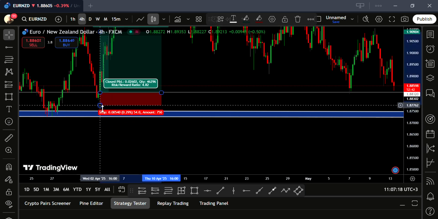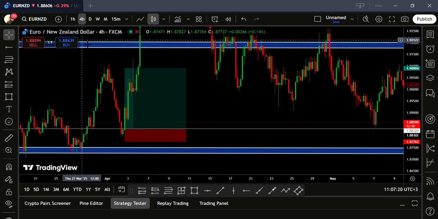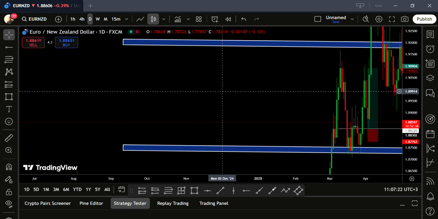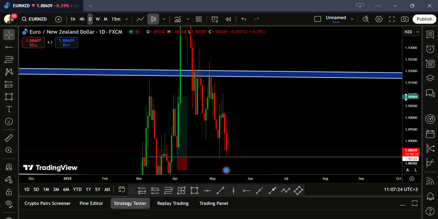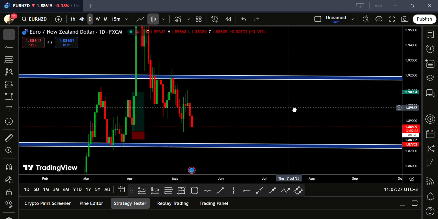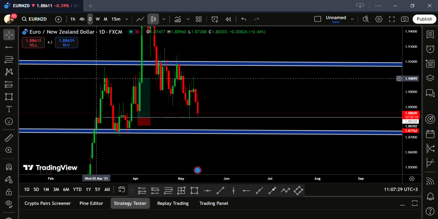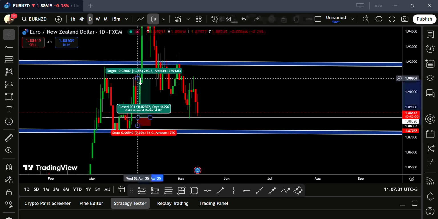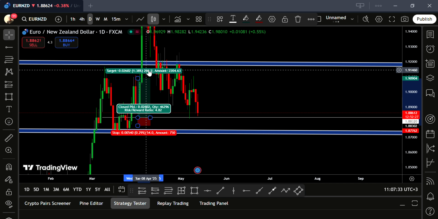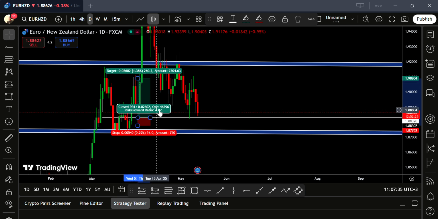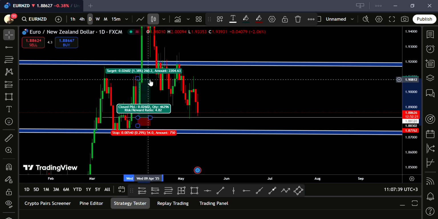Put your stop loss below there, around 50 pips, and then we target up. We target the high. When I say the high, I mean this previous high here. That is your first level target. That is 260 pips, which is 1 to 4. So if you entered 0.2 lots, you'd get $256.